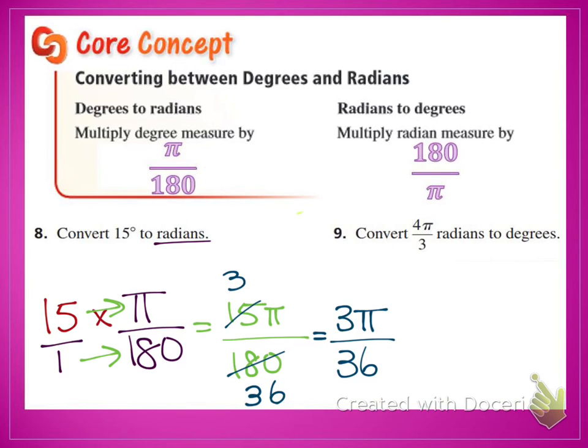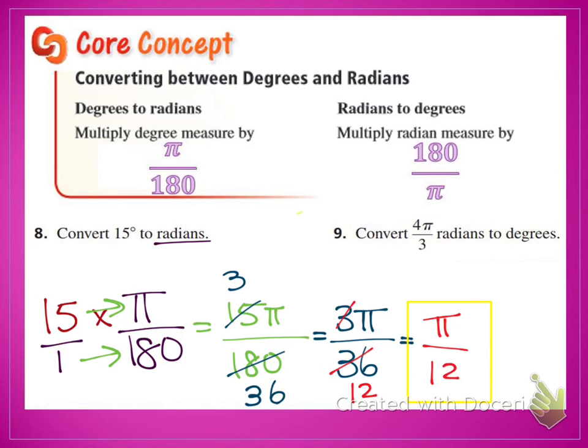So what are 3 and 36 divisible by? 3. 3 goes into 3 once. 3 goes into 36 12 times. You don't write 1 pi, you just write pi, just like we don't write 1x. And then we write 12. Pi over 12, that's the answer.